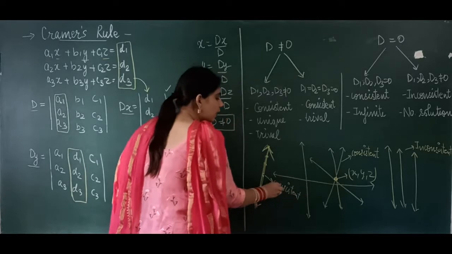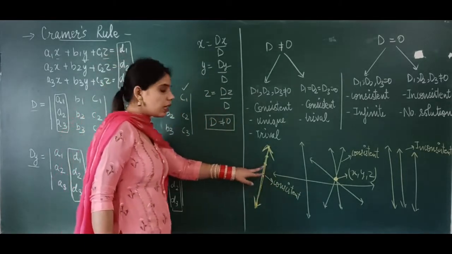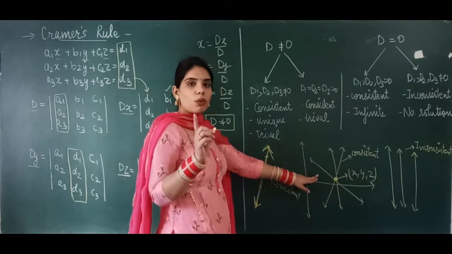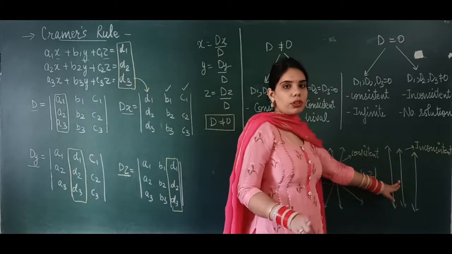Why does it fall under consistent? Because they have some solutions. They have infinitely many solutions. In this condition, it will have only one solution, and in this condition, they will have no solution.